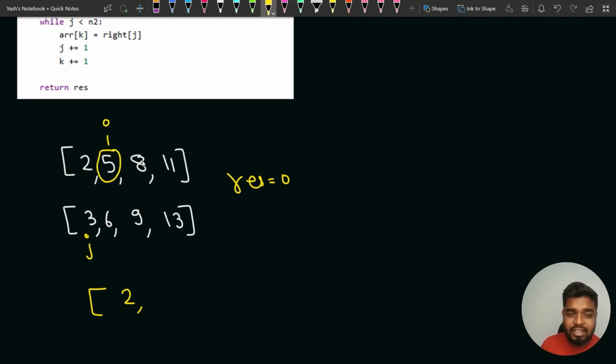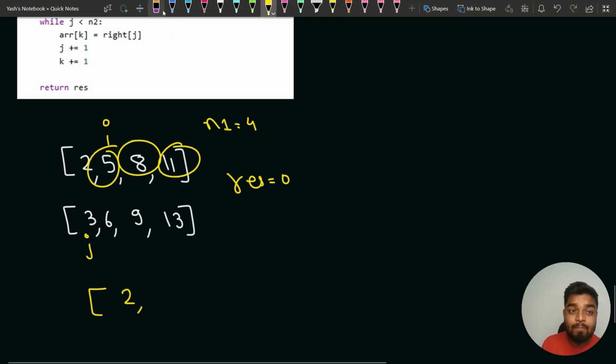If 5 is greater than 3 and the left array is sorted, obviously the right array is also sorted. Then 8 will also be greater than 3 and 11 will also be greater than 3. So understand one thing: if the size of the first array is 4, how many pairs can I count all together? I don't need to individually check the pairs 5 3, 8 3 and 11 3. If 5 is greater than 3, all the elements on the right of 5 will also be greater than 3. So all this can be counted.